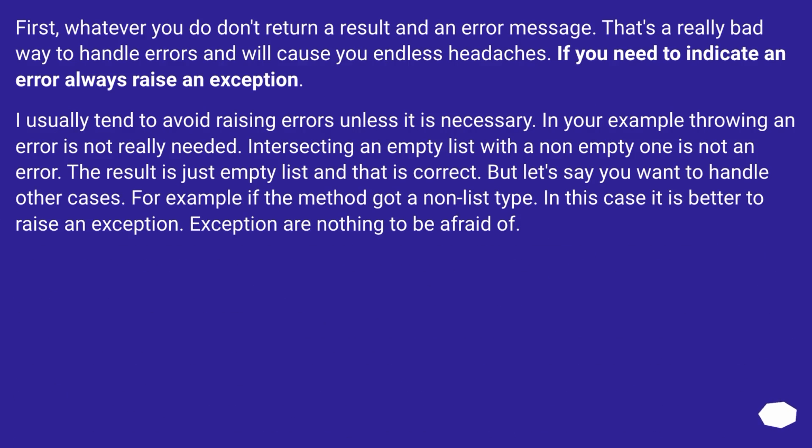First, whatever you do, don't return a result and an error message. That's a really bad way to handle errors and will cause you endless headaches. If you need to indicate an error, always raise an exception. I usually tend to avoid raising errors unless it is necessary. In your example, throwing an error is not really needed. Intersecting an empty list with a non-empty one is not an error. The result is just an empty list, and that is correct.